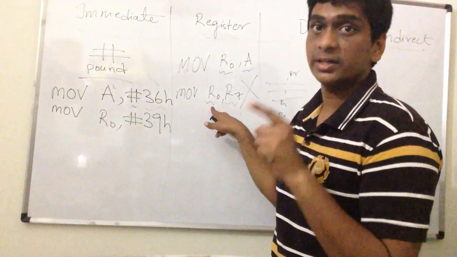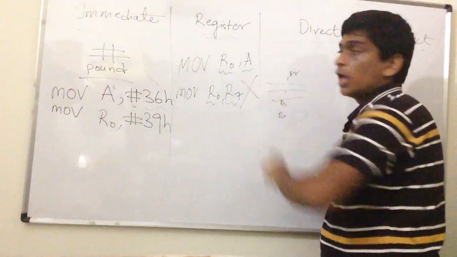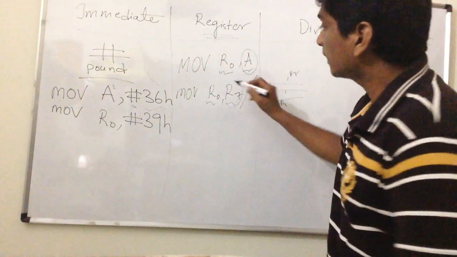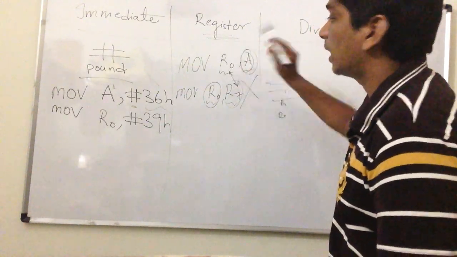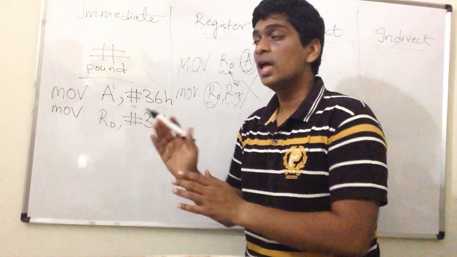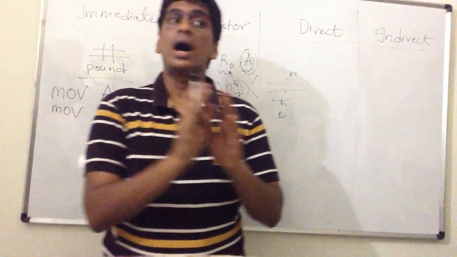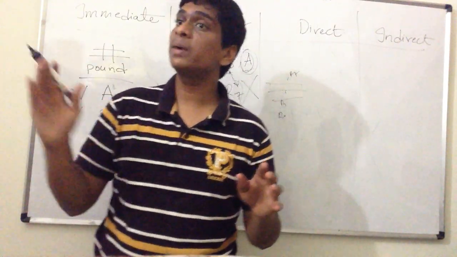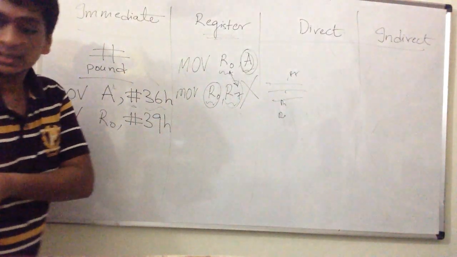Always in the register transfer mode, involve the accumulator register. You can transfer between R7 and A. You can transfer between R0 and A. But you cannot transfer between R0 and R7, or move R1 and R3, which is invalid. Move R2 comma R5 is invalid. Move R2 comma A, move A comma R2, they are valid. You get it?